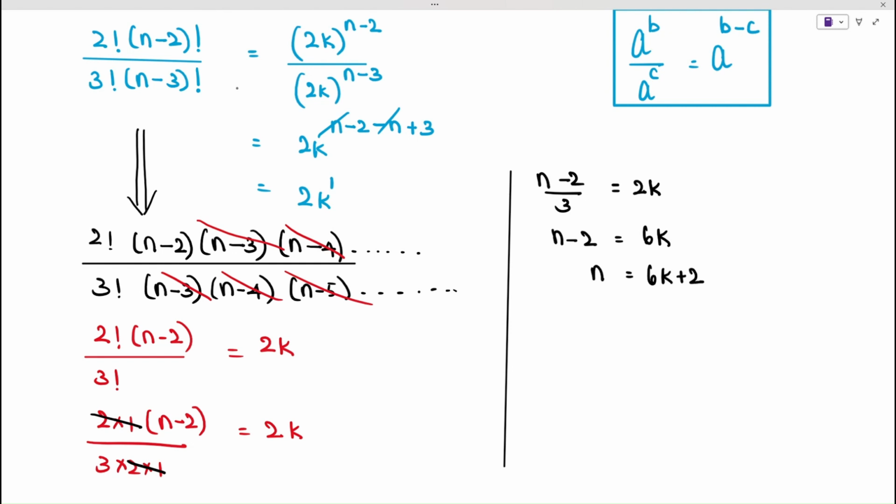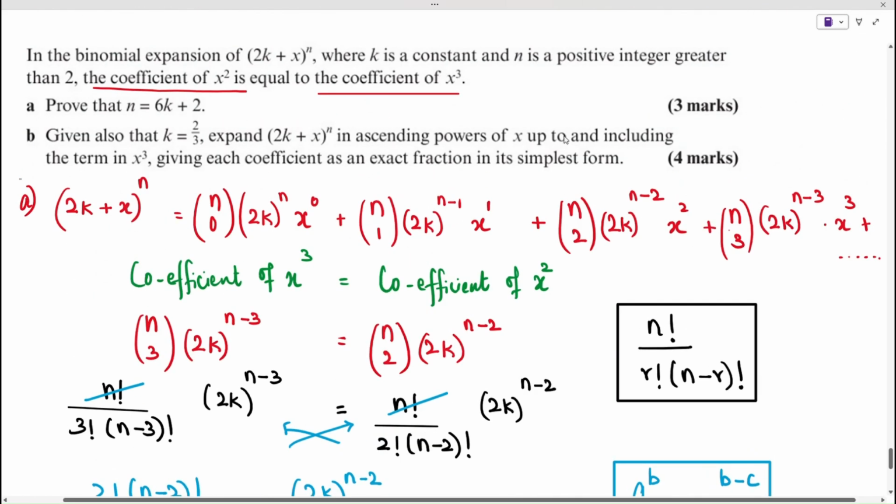Now, if we go up, we can see that it falls into that same parameter. Now we have the second part of the question, part B. Given also that k is equal to 2 over 3, expand 2k plus x to the power of n in ascending powers of x up to and including the term in x cubed, giving each coefficient as an exact fraction in its simplest form.